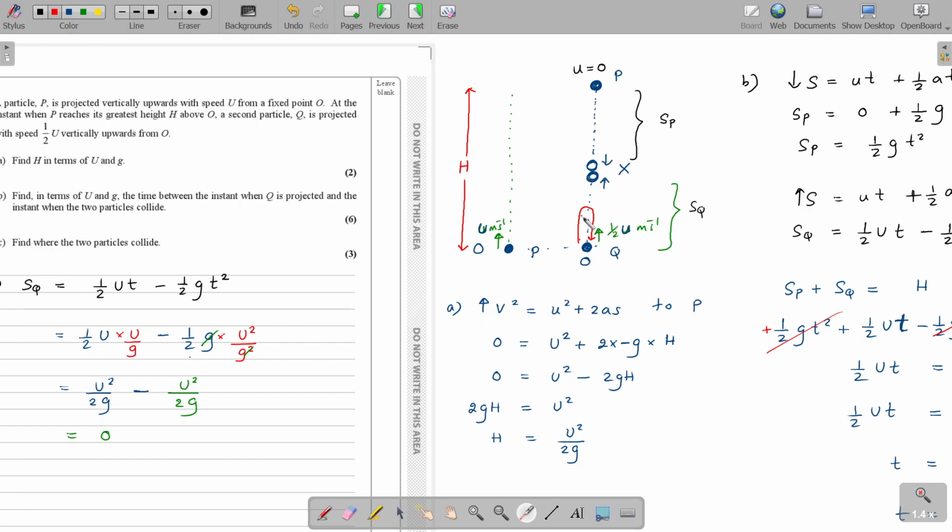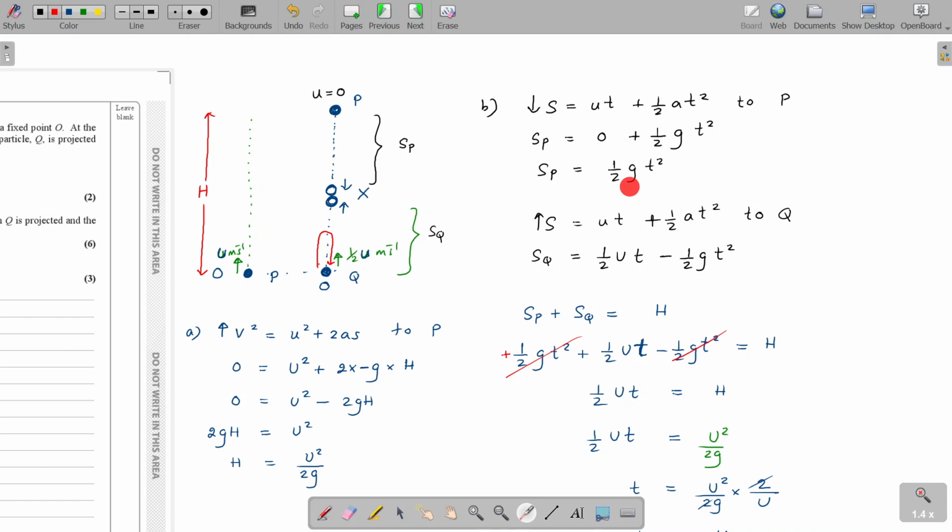Okay, so if you put this to SP, what happens? There's a question: what happens if you put the T value to SP? You will get a different answer, because the SP is measured from the greatest height, from this point. You get U square over 2G. U square over 2G is H. So it makes sense, right? Because from point P, you collide at a distance H meter below P, that is at the point O. If you replace T as U over G, when you simplify, you will get SP is U square over 2G, which is capital H. So capital H means particles P and Q collide at a distance H below P, and H below P means at the point O.